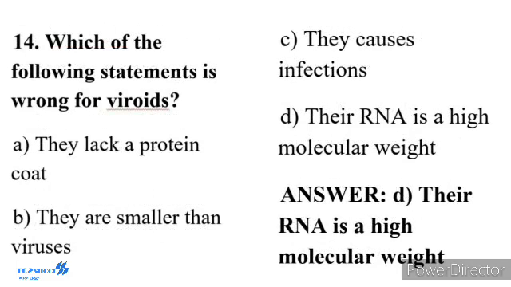Question number 14, which of the following statements is wrong for virions? Option A, they lack a protein coat. Option B, they are smaller than viruses. Option C, they cause infections. Option D, their RNA is of high molecular weight. So the correct answer, option D, their RNA is of high molecular weight.